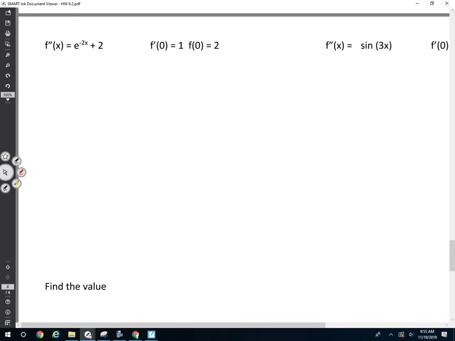4 more. Second order. F prime is e to the negative 2x times negative 1/2 plus 2x plus c. F prime of 0, which is negative 1/2 e to the 0 plus c is 1, means c, negative 1/2 plus c is 1. C is going to equal 3/2.